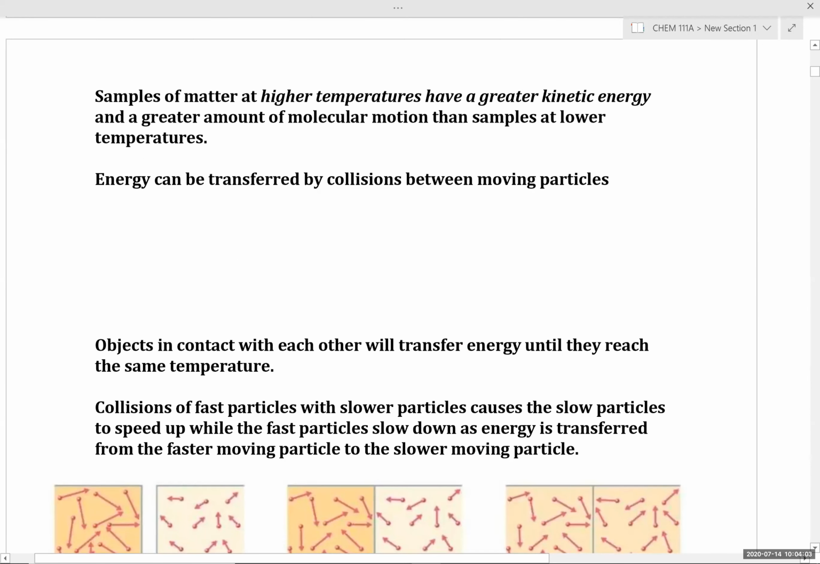So let's try to look at this micro scale perspective in a little bit more detail.